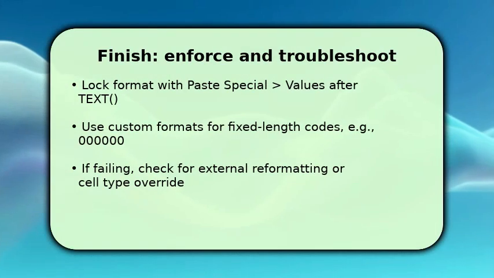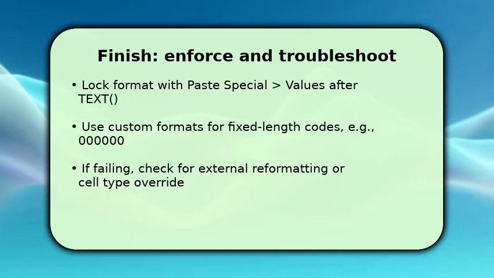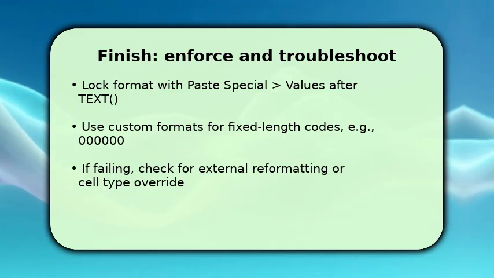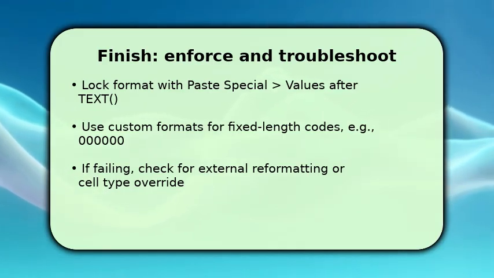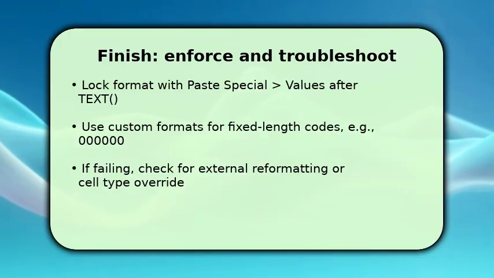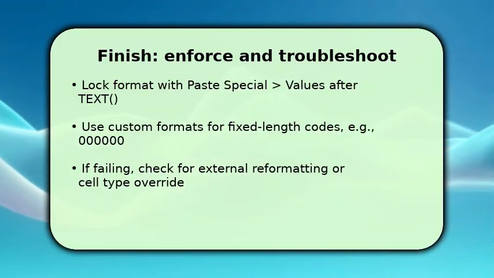To finish, lock your corrected values by copying the helper column and using Paste Special Values over the originals. This removes formula dependencies and enforces the visible zeros. For fixed-length codes, apply a custom number format like 000000 so storage can remain numeric, but display keeps zeros.